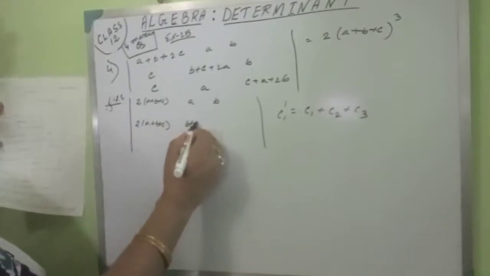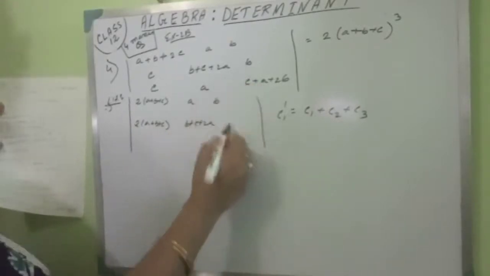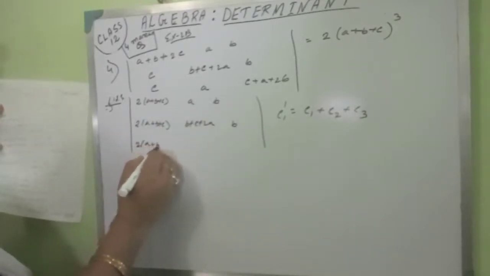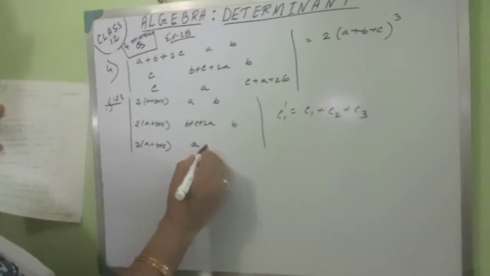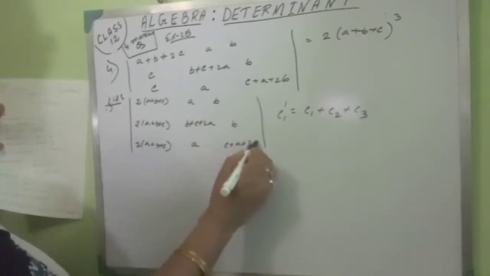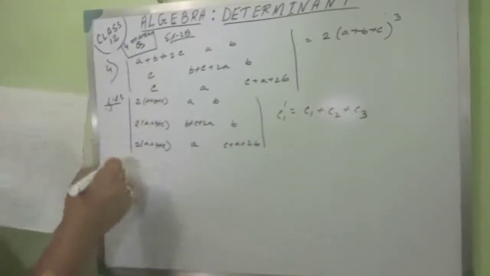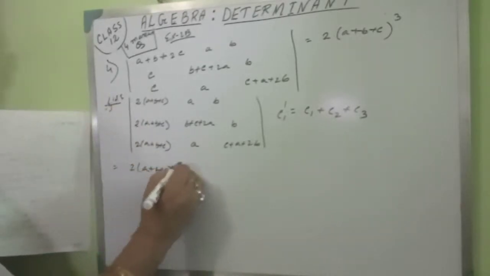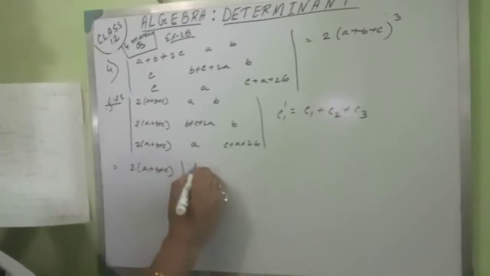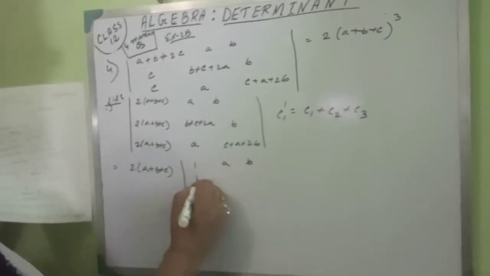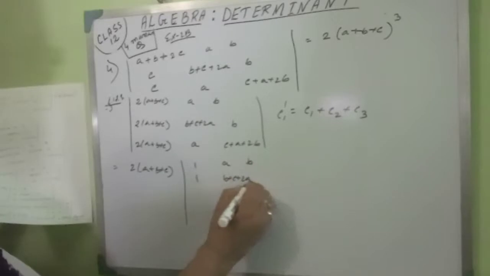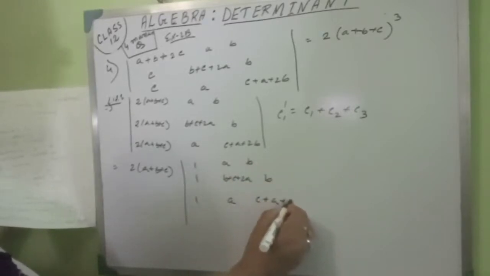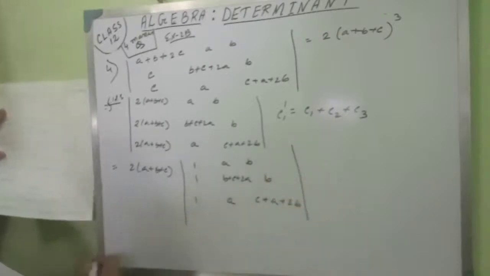Here it will be B plus C plus 2A, and it is B. And the third one is also the same, 2 into A plus B plus C, and it is A, and it is C plus A plus 2B. Now we can take 2 into A plus B plus C outside the determinant, as it is the common element. So it will be 1 A B, 1 B plus C plus 2A, B, 1 A C plus A plus 2B.